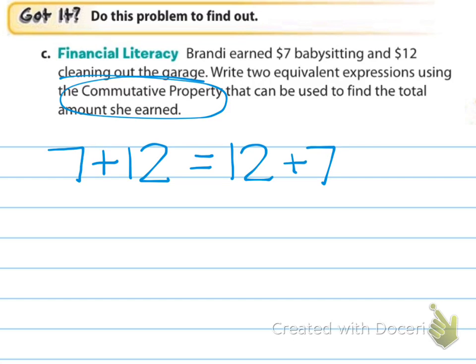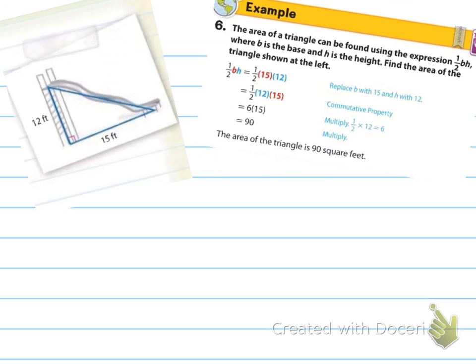Alright, so you can write that either as $7 plus $12 or $12 plus $7. Either way, she's going to earn $19. So it comes out the same.